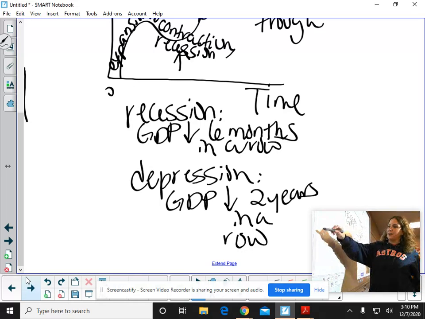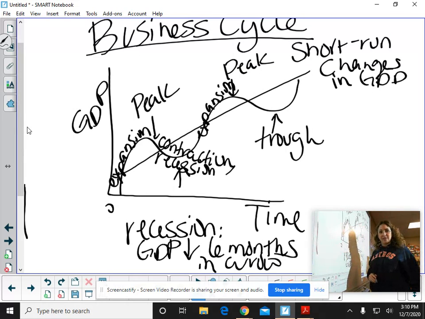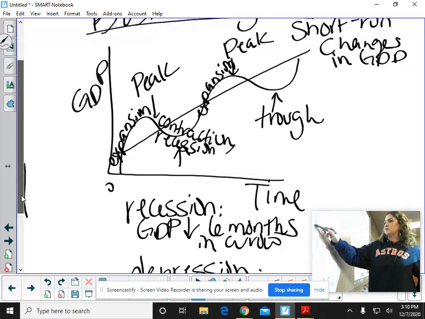But if you look back at our business cycle, you see that there are short-run fluctuations, but over the long run, the economy grows. And that's true. The line of fit is upward sloping. So the economy grows over time, but has short-run fluctuations. And that's a natural thing. So that's the business cycle.